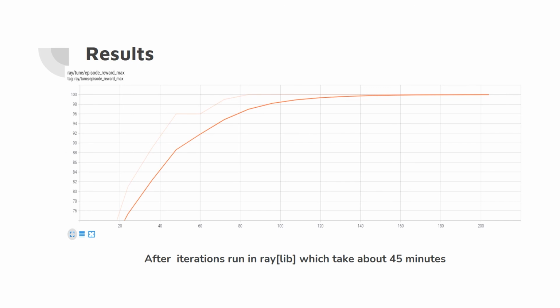After around 20 iterations run in RLlib, which took me about 45 minutes, as you can see, the total or max reward for each episode is residing at 100 because there are 100 nodes, and each node results in a good packet, which means it has successfully determined the correct parameter for each node.